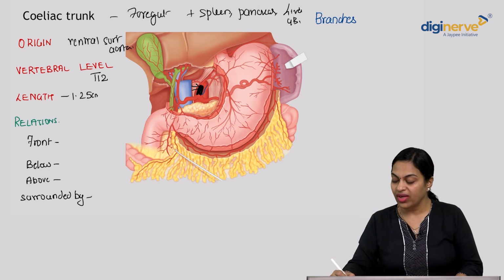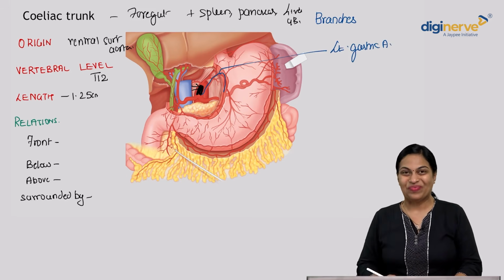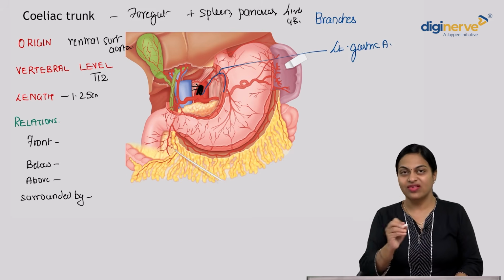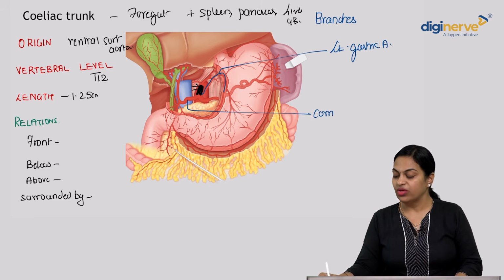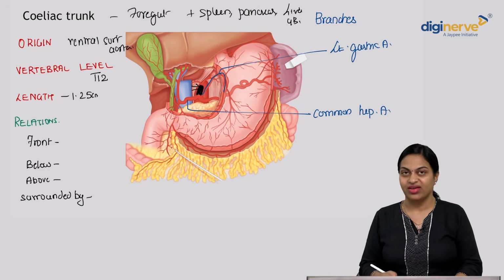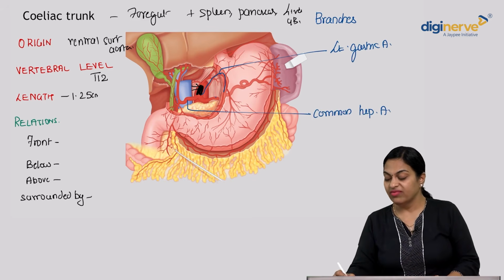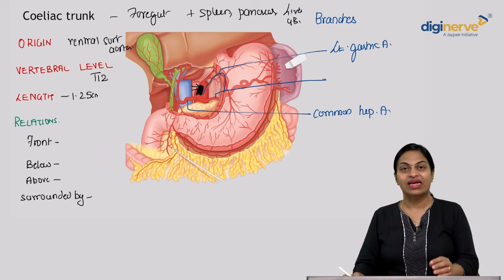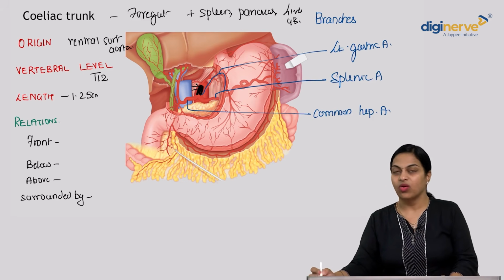This one going upwards and to the left here is the left gastric artery. This is the smaller of the three branches. And this one here going towards the right, it's the common hepatic artery. The largest branch of the celiac trunk, which is tortuous, easily identifiable, is the splenic artery running along the upper border of the pancreas.